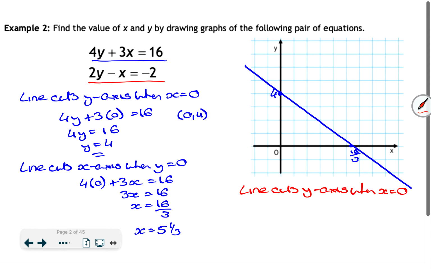Okay, so let's set x to 0. So we get 2y minus 0 is equal to minus 2. So 2y is equal to minus 2. So y has to be minus 1. So it cuts the point here at 0, minus 1.